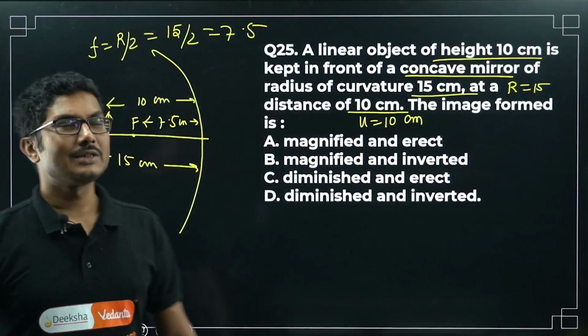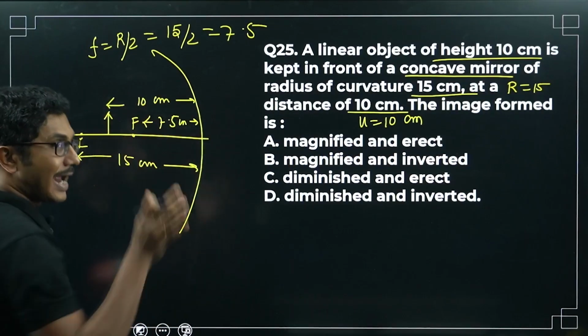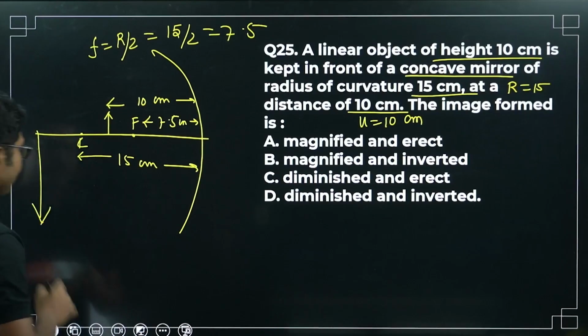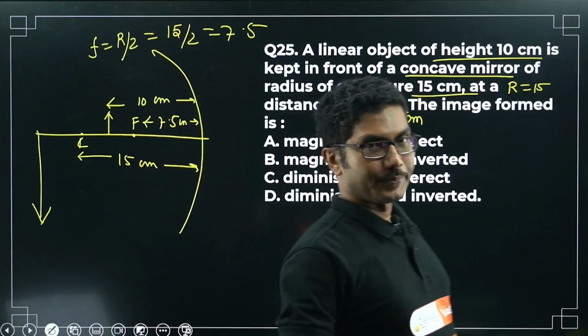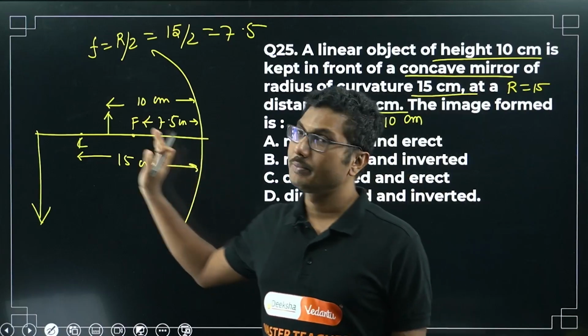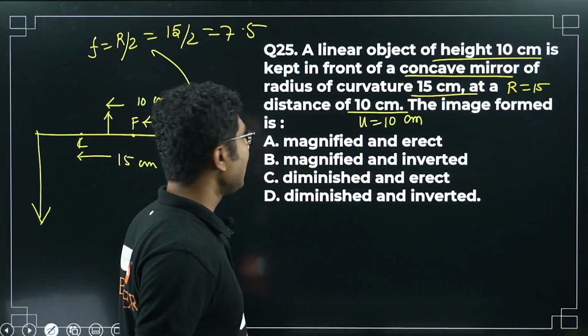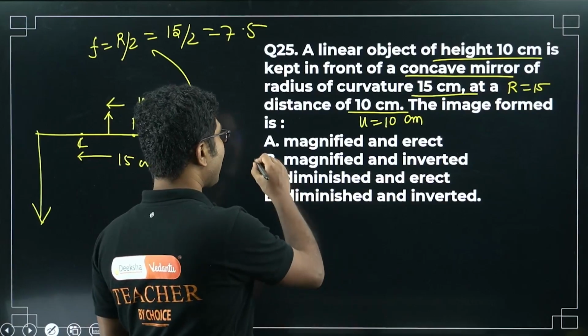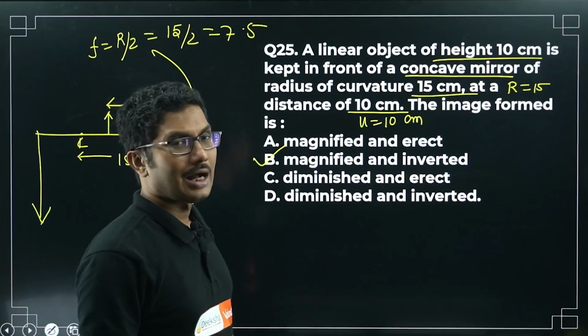If the object is placed between center of curvature and focal length, you will get a very magnified image, but that is beyond C. The magnified image will be beyond C, but real image. Real image means it is magnified and inverted. So magnified and inverted is the answer.